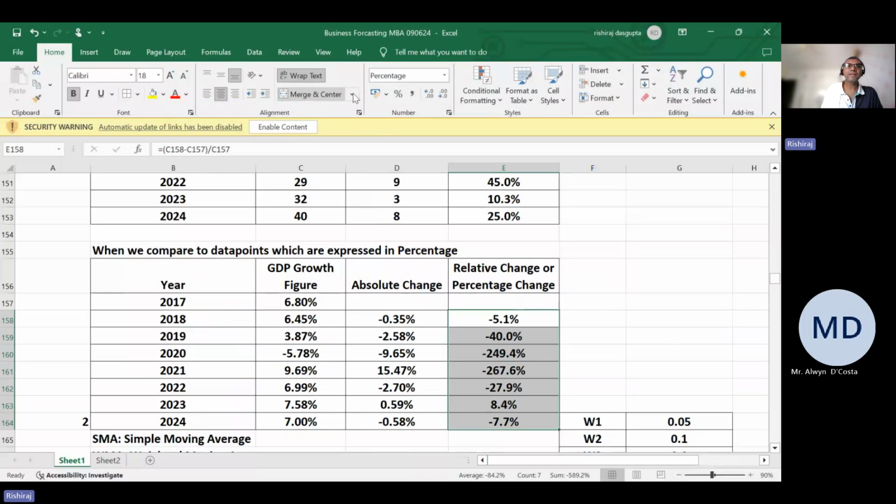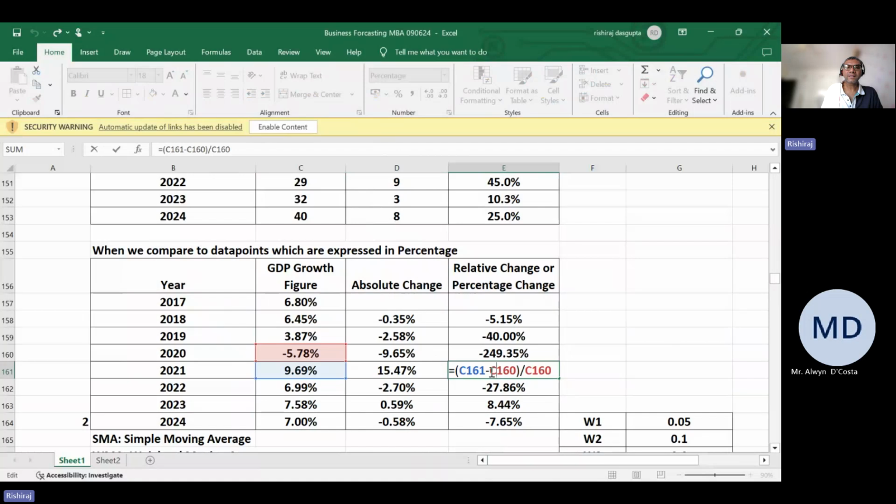For example, from 6.45% to 3.87%, 2018 to 2019, the absolute change was minus 2.58%, but the relative change was 40%. So GDP dropped by almost 40%. And then from minus 5.78% to plus 9.69%, the absolute change is 15.47%.